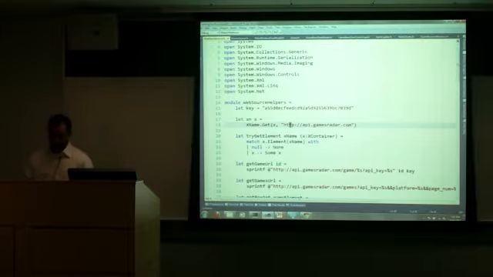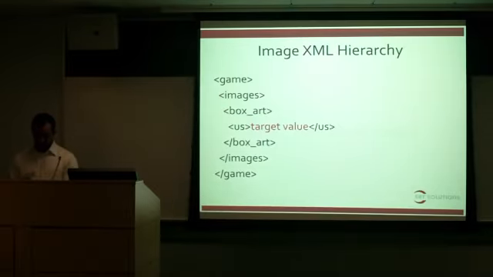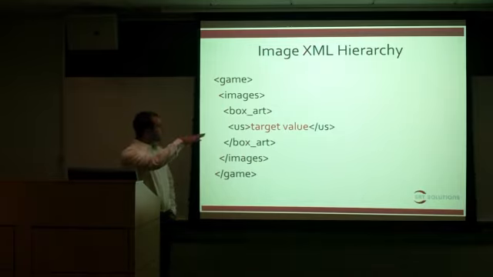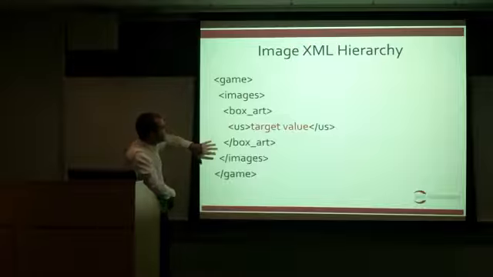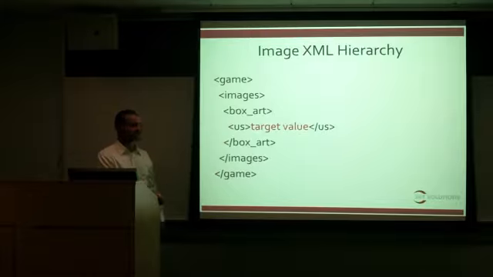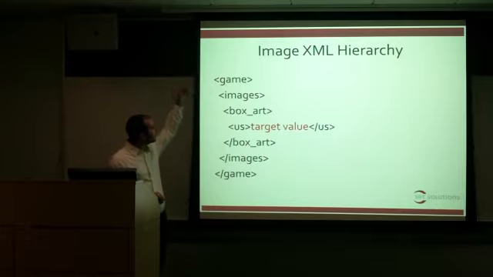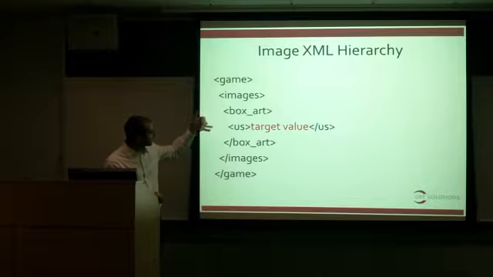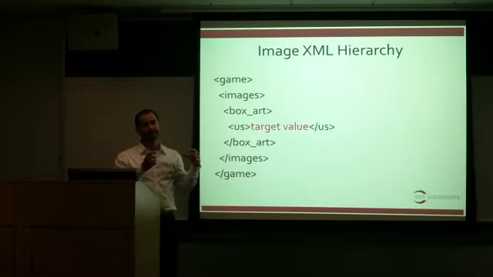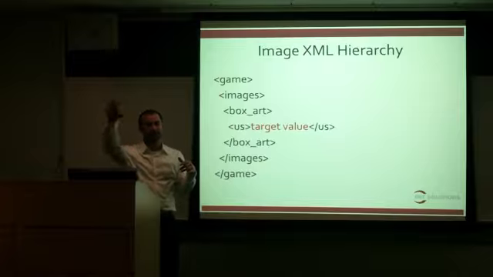One of the cool things here is when I was processing the images in here, I ran into this structure that looked kind of like this. This is what the XML hierarchy sort of looks like. Can everybody hear me in back? All right, so I have a game, images, box art, US, and this is the value I want. I think it's a URL that goes and fetches the image.